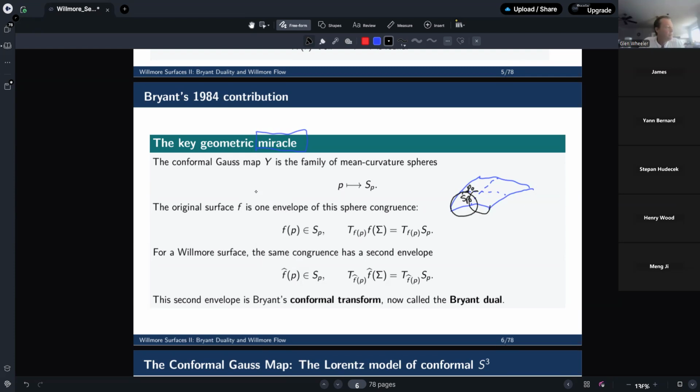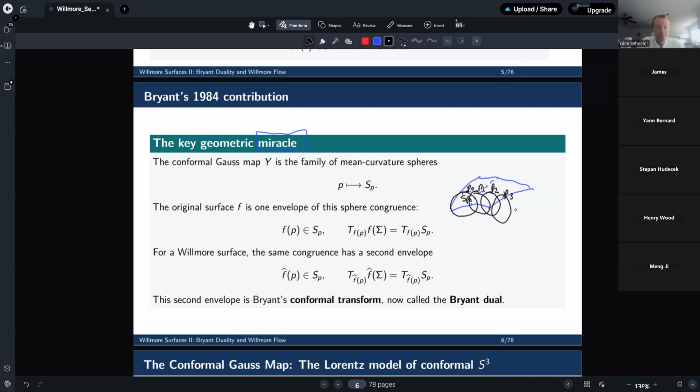And so we get this procession. Maybe they get bigger, maybe they get smaller. P0, P1, P2, P3, whatever, of mean curvature spheres. And so we get this map that sends each P to the space of spheres. And there's one really obvious envelope of this map, and that is the surface itself. So the original surface is an envelope of the family of mean curvature spheres.